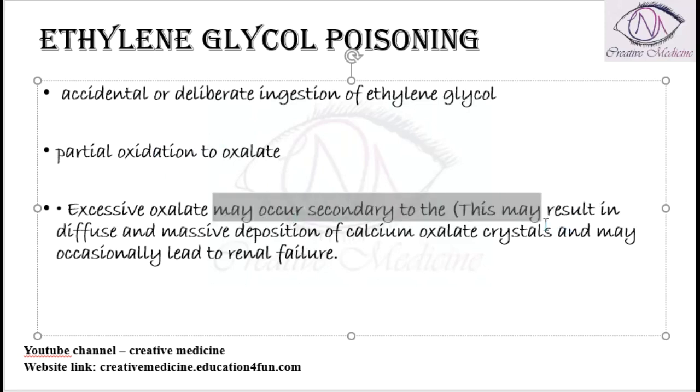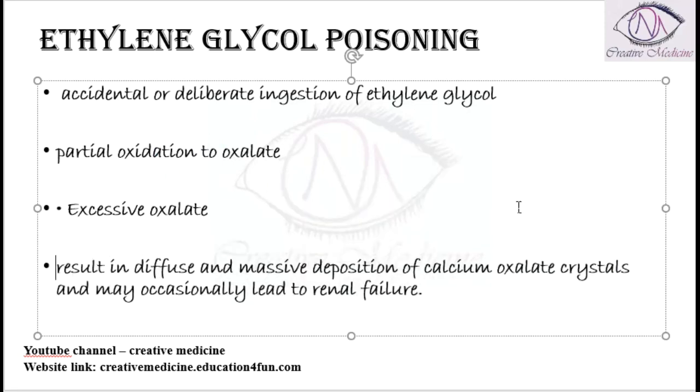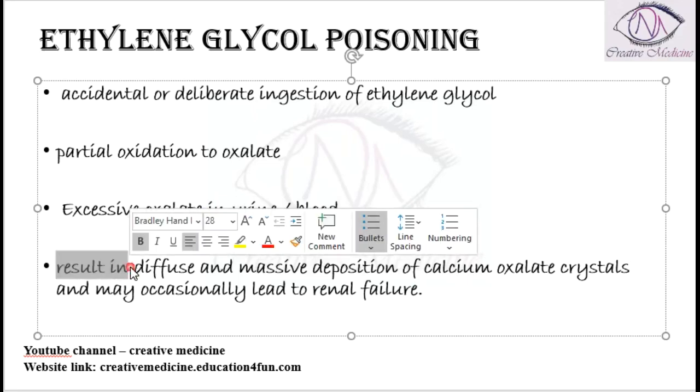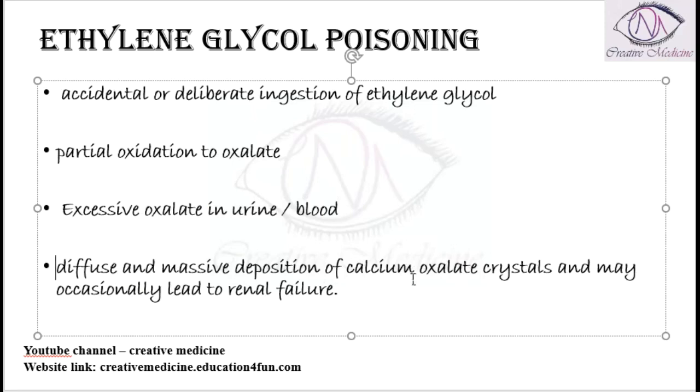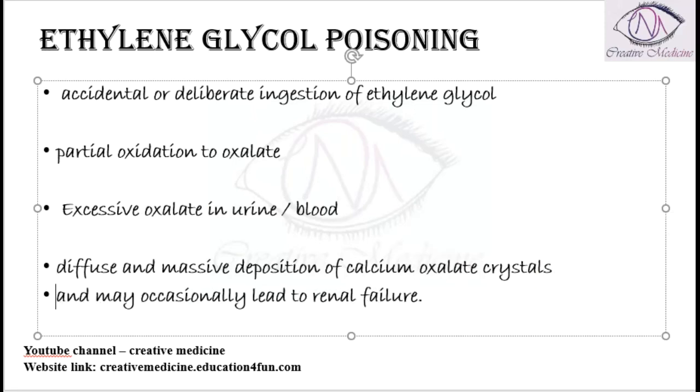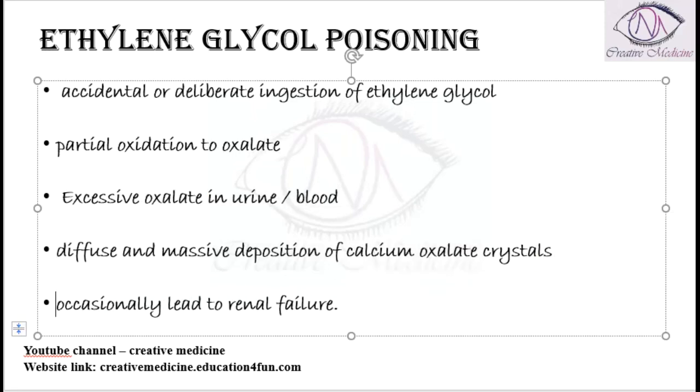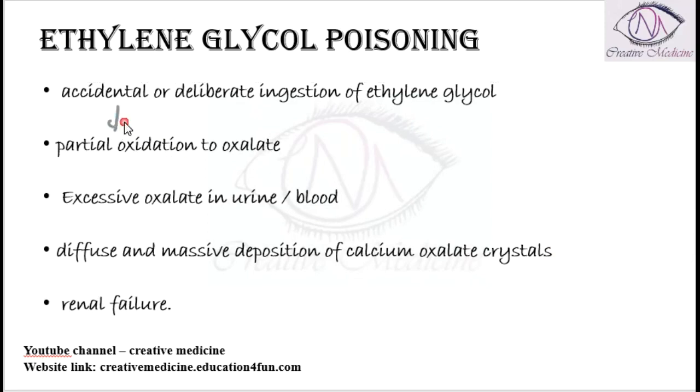Because of this partial oxidation of oxalate, excess oxalate is seen in the urine because it is not metabolized, right? There is excess oxalate in the urine. First it is in the blood, followed by it being filtered into the urine. This excess oxalate in the urine will result in deposition of calcium oxalate crystals, and occasionally these calcium oxalate crystals can also result in renal failure in the patient.